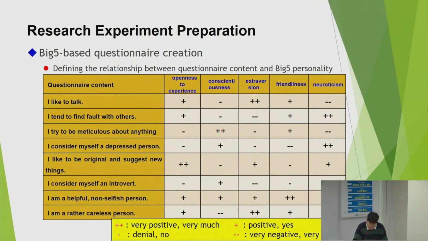In order to conduct this study, a questionnaire based on the Big Five personality analysis was produced. After that, the relationship between the contents of the questionnaire and the Big Five personality was defined. This table represents an example of the relationship defined.